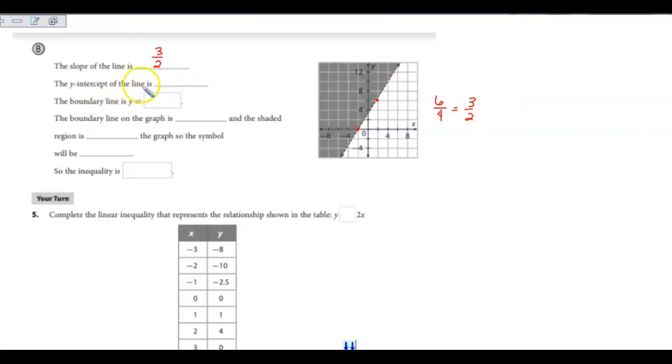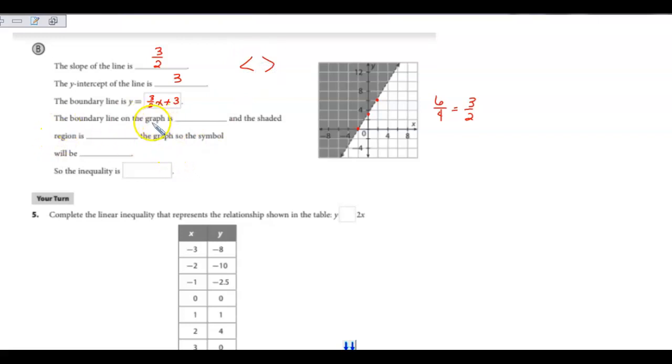The y-intercept, where it crosses the y-axis, looks like halfway between 2 and 4, so it's at 3. And the boundary line is y equals 3/2 x plus 3. That's my boundary line, that's this line right here. It is dashed, so we know that it is either going to be less than or greater than.